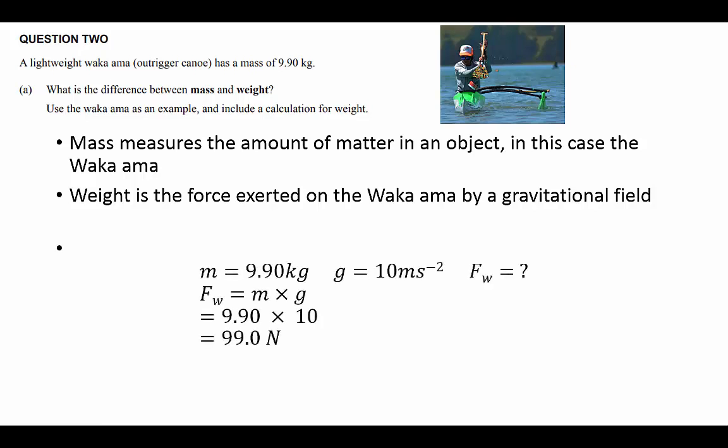And our calculation, using the GUESS method, we write down what we've got, what we don't know, identify an equation: force equals mass times gravitational field strength. I've put in a little W here, that's how I like to write my weight force, so the force weight is the W, and that equals 9.90 times 10, giving us 99 newtons.